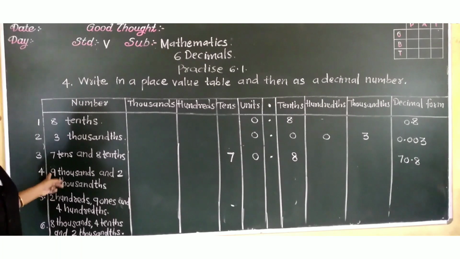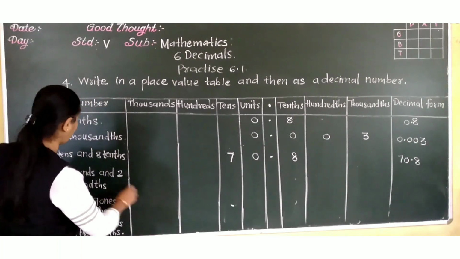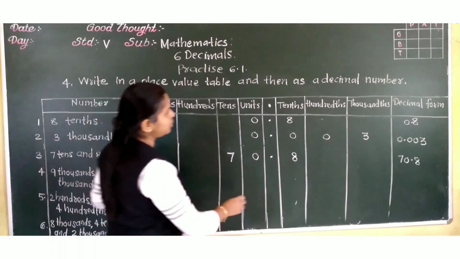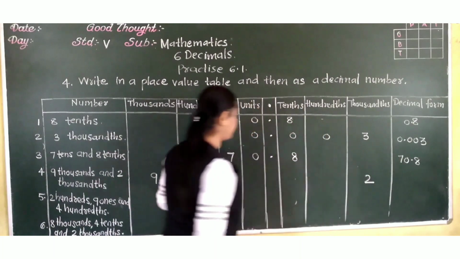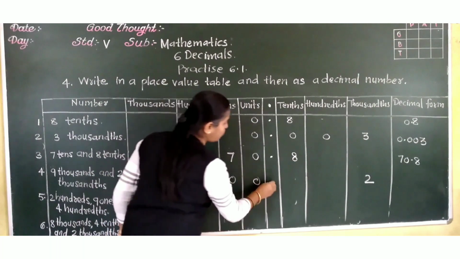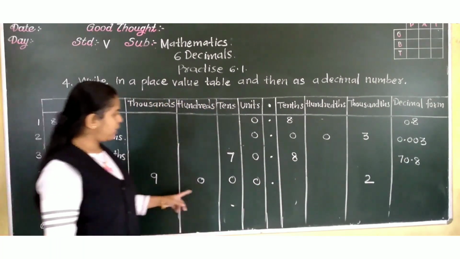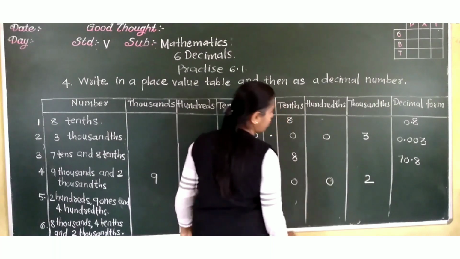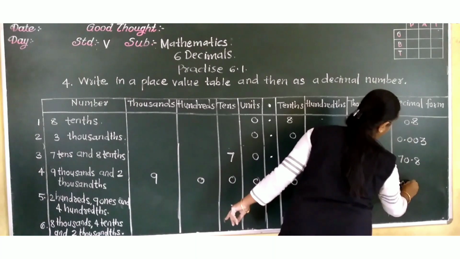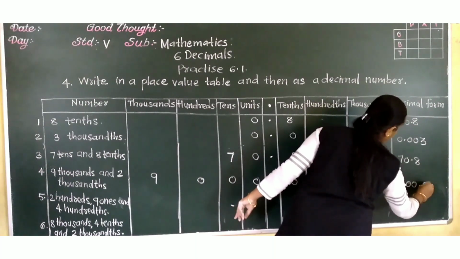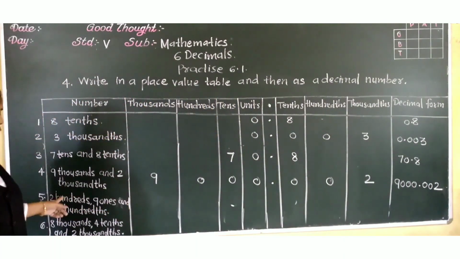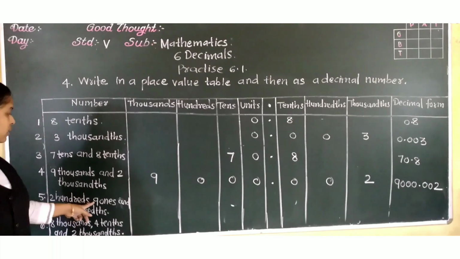Now next, 9 thousands means 9 is there in which column? Thousands. And 2 thousandth. And 2 is there in 1000th column. Okay. Now see, here nothing is there, so you will have to put 0. Point. Then here also nothing, so put 0. So how to write in decimal form? 9,000.002. Okay, 9,000.002.